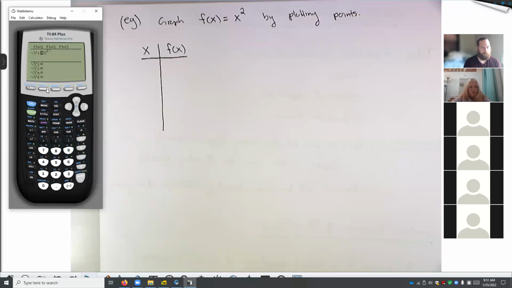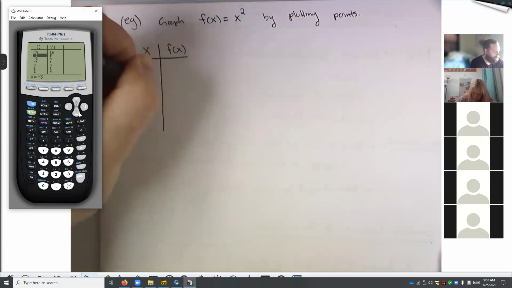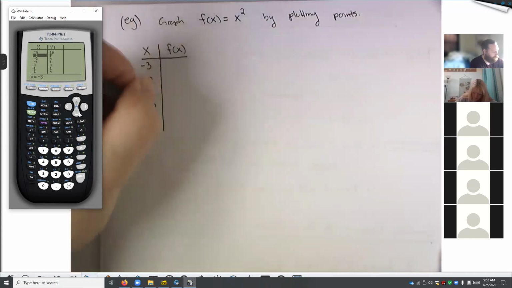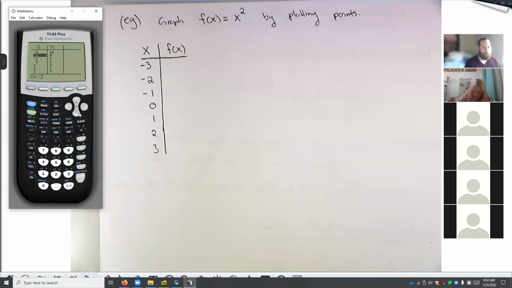And then I'm going to hit second and graph. So not just graph, I'm going to hit second and graph to bring up a table, because I want help filling out my table. I'm going to scroll back a little bit, because I want some negative values. Maybe I'll do -3, -2, -1, 0, 1, 2, and 3, just like we did for the absolute value function. So a nice place to get started.